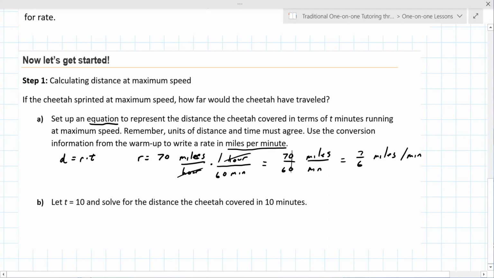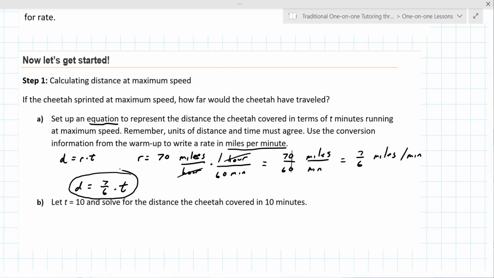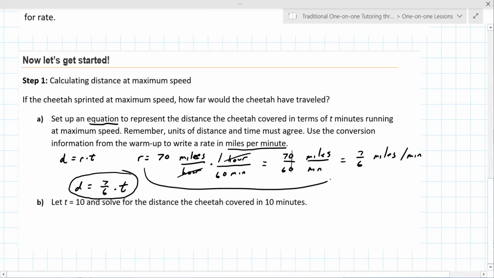So now to finish out A, and again, you would definitely want to show all of this. I'll send you the PDF at the end, or you can get it down now. But the distance the cheetah travels is 7 over 6 times T, because this is the value of R. So this is the final answer for A. R ends up being this number down here, 7 over 6, and so we substitute it back into the original equation. Yes, that makes sense.